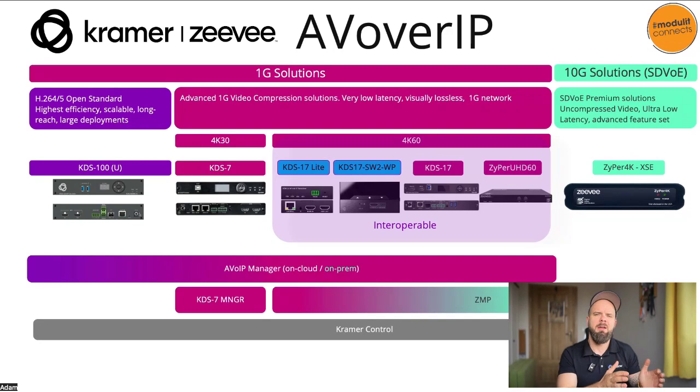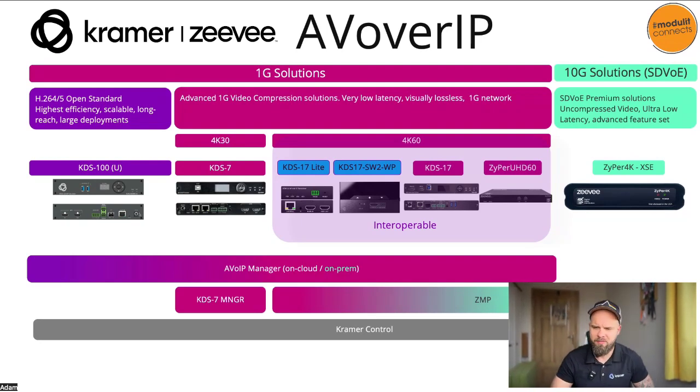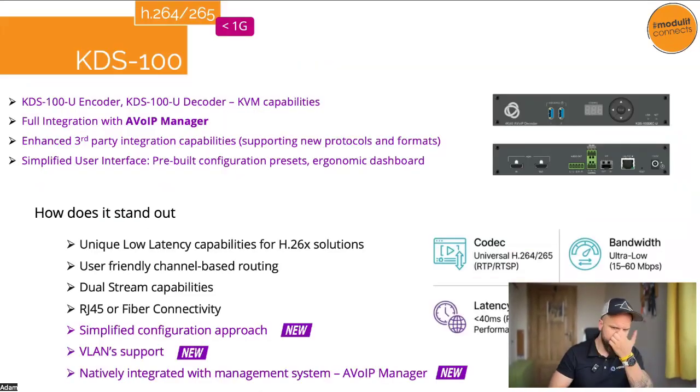Starting from the left, high compression codecs, then proprietary codecs, 4K 30, 4K 60 Hertz, it's all here. Then we go to the 10 gigabit solutions, which are actually SDVoE related products. So this is the widest we have in terms of AV over IP, Kramer, ZeeVee. So let's discuss the devices in specifics. KDS 100, it's a heavy compression H.264/265 device.